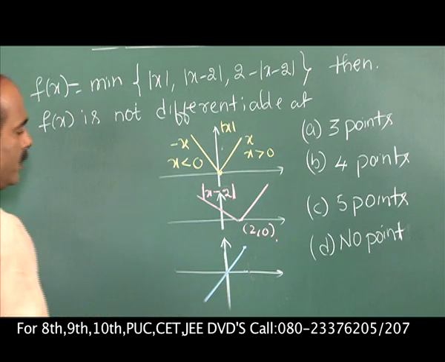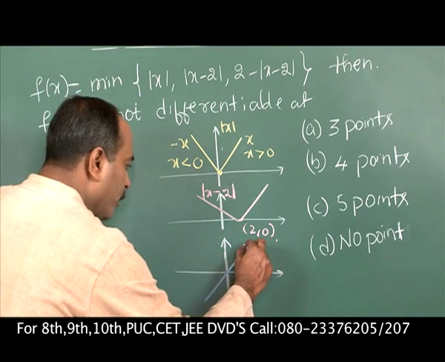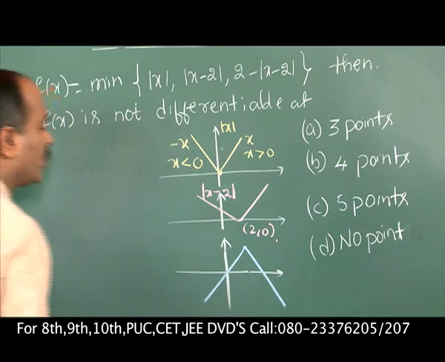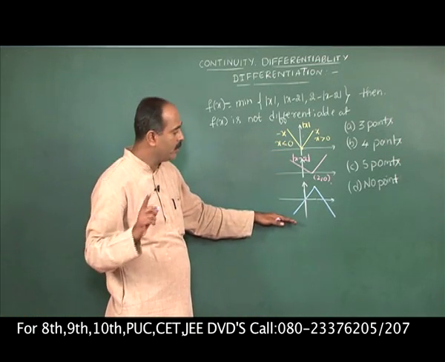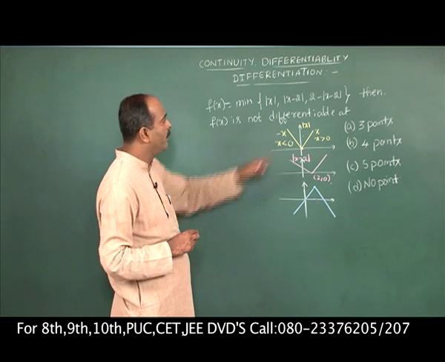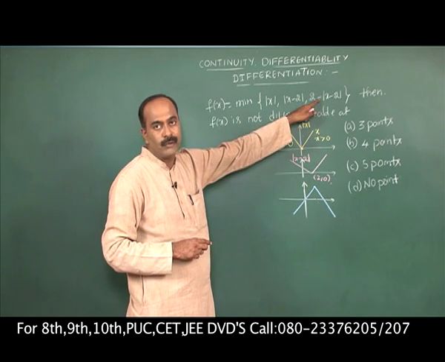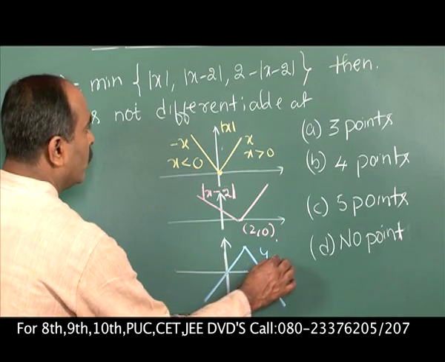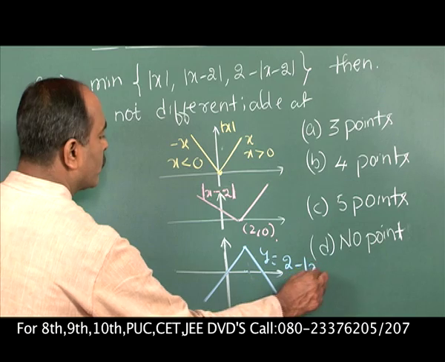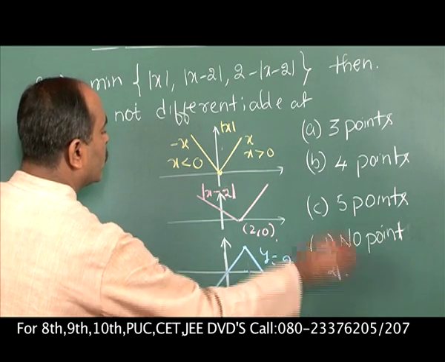It must pass through origin. And the graph must be like this. And the question arises, why is the graph facing downwards? The logic and the concept is very, very simple, because you have a minus sign before the modulus function. So what is this? y = 2 - |x - 2|.